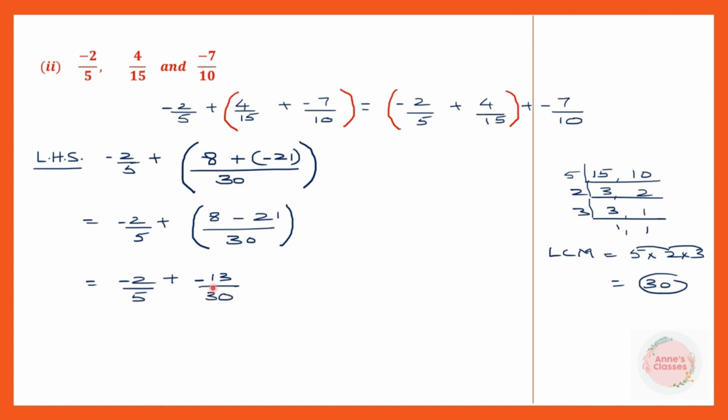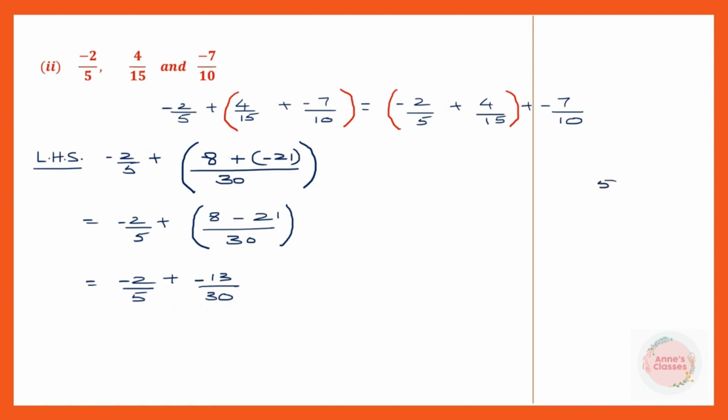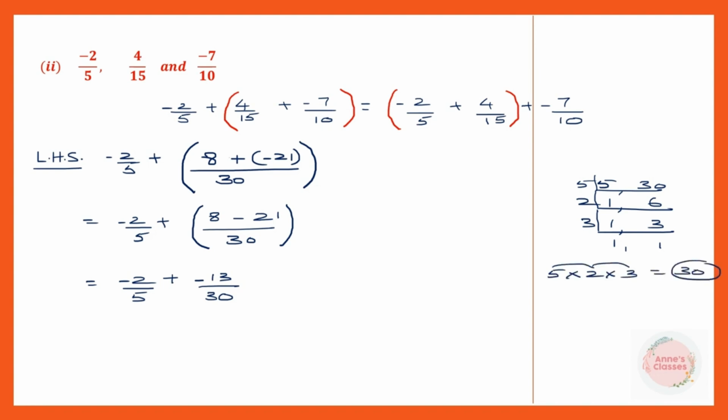So here we have minus 2 by 5 plus minus 13 by 30. And we have to find the LCM of these two numbers, 5 and 30. So 5 and 30, let's find the LCM. We can use 5 itself. 5 ones are 5, 5 sixes are 30. Use 2 to bring down 1, 2 threes are 6. Now we can use 3, 1 and 1. So the LCM will be 5 into 2 into 3. 5 twos are 10, 10 threes are 30. So this is our LCM which we are going to use here.